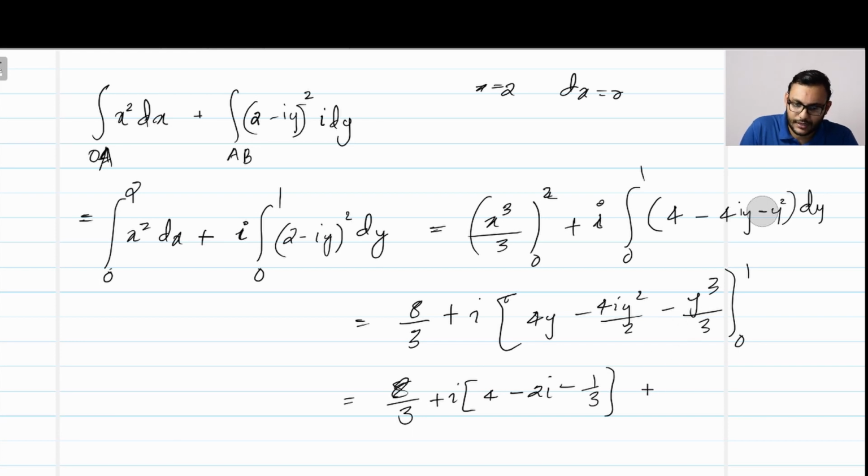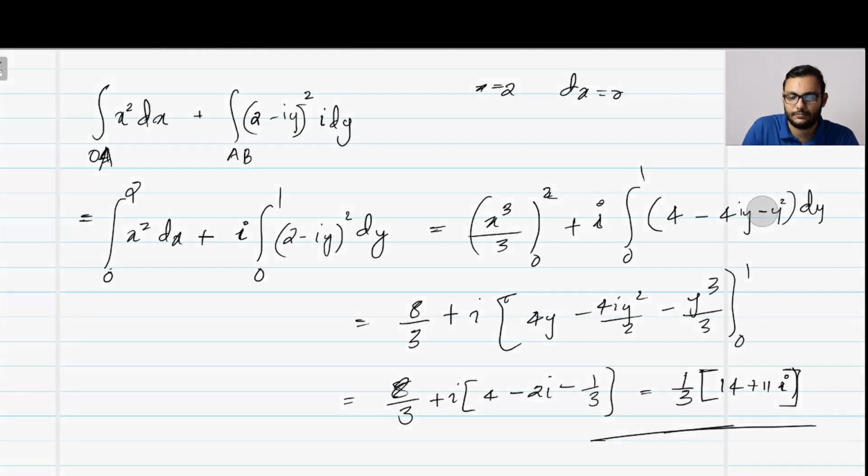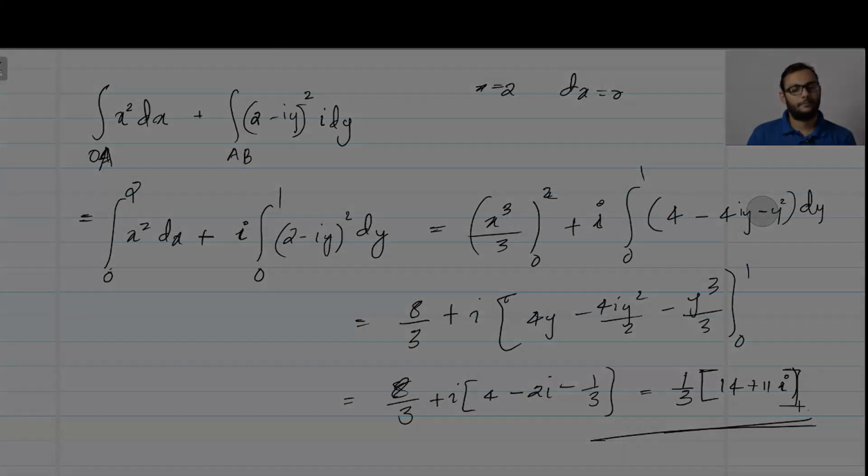Solving this, we will get, taking 1 by 3 common and taking LCM, it will be 1 by 3 into 14 plus 11i. You can check it. This will be the final result. I hope you got my point.